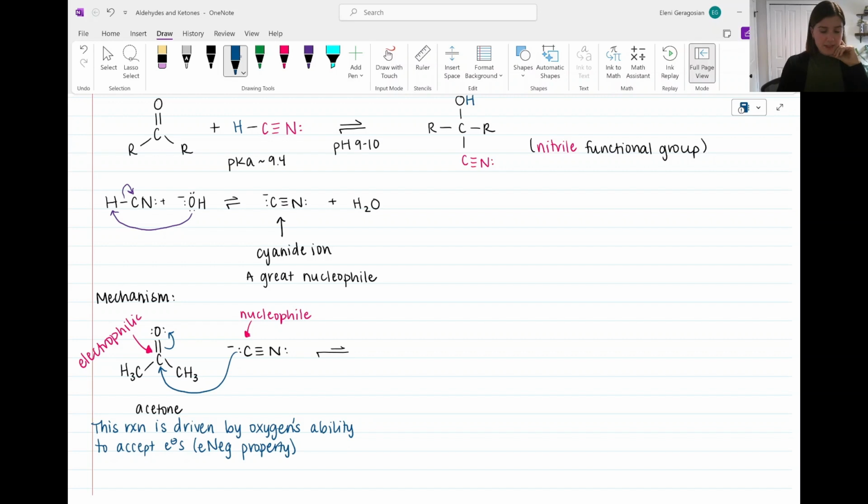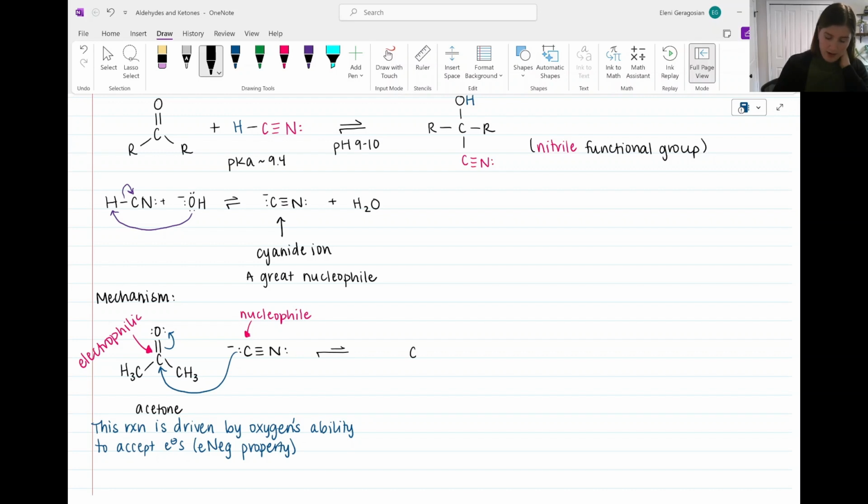So this step is reversible. It's favored in the reverse direction, but it is in equilibrium. And one of the products here is a charged tetrahedral intermediate now. So focusing on what the product is here.